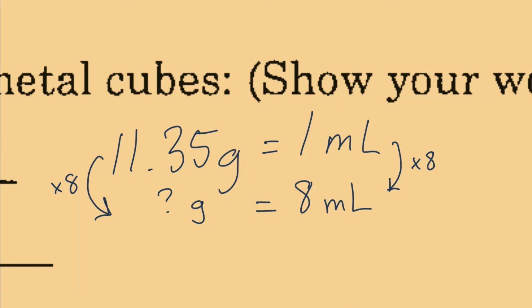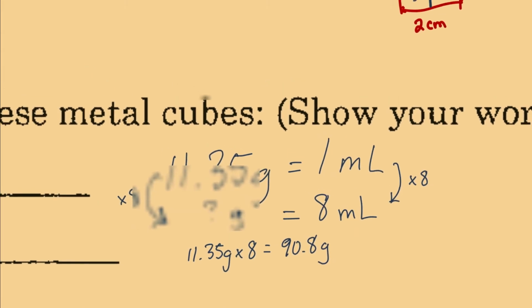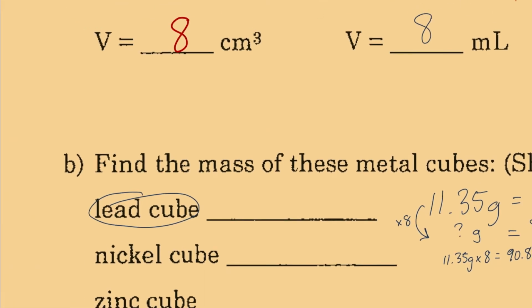So to figure out the answer to this question mark, I'm going to say 11.35 grams times 8 times as many of those grams. And when I do my math, let's do it on my calculator here. 11.35 times 8 gives me 90.8 grams. Beautiful. So here I'm going to say 90.8 grams.